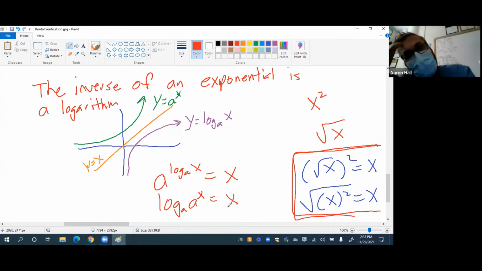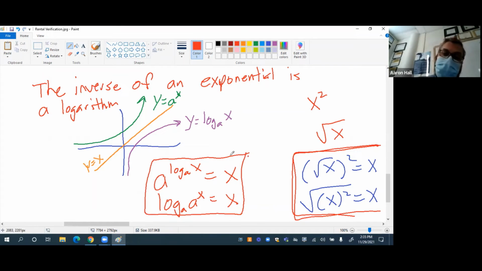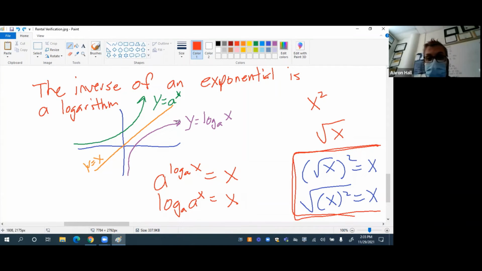I'm not going to say that these are rules. I'm going to say that this is literally the definition of a logarithm. Right here, this is literally the definition of a logarithm, that they undo each other. A logarithm wouldn't exist without this idea where the composite function of an exponential function and a logarithm would give you x, would undo each other. That is super, super important.